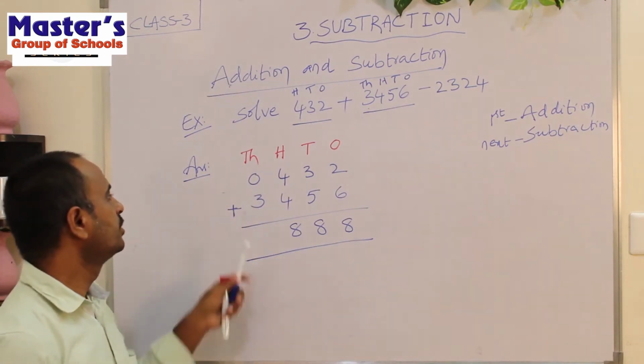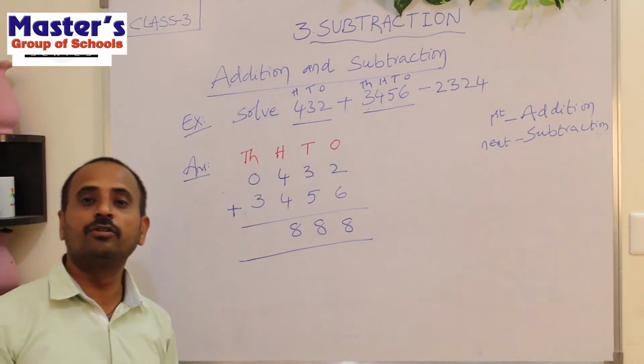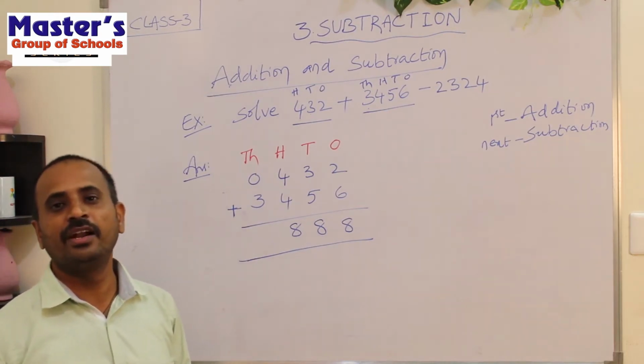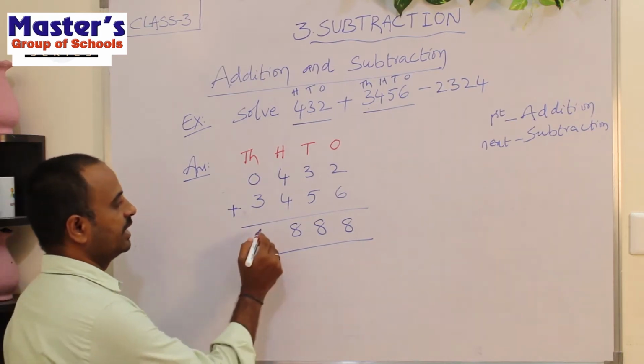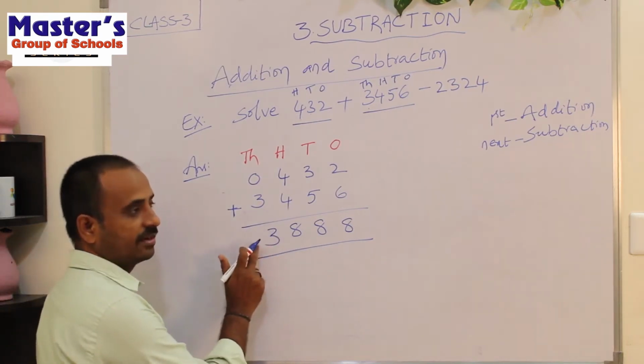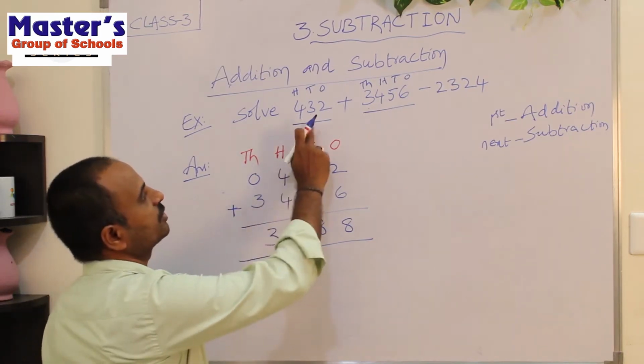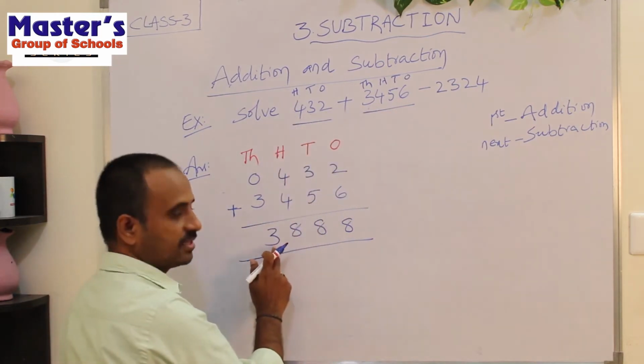So now add 0 to 3. According to the properties of addition, if you add 0 to any number, we will get the same number again. So we will get 3 again. So children, this is the sum of the first two numbers. So this is the answer.